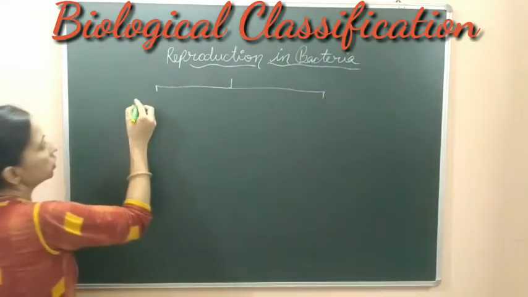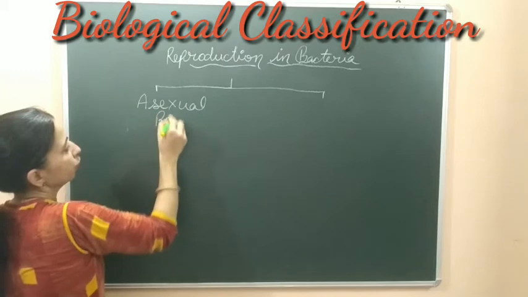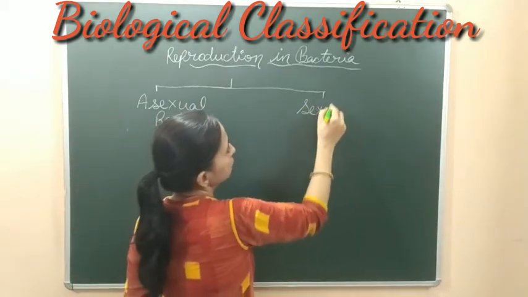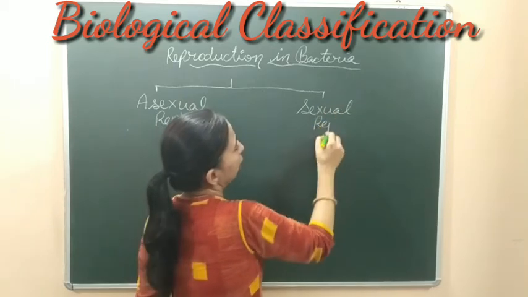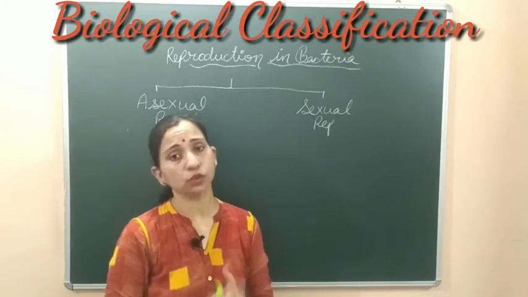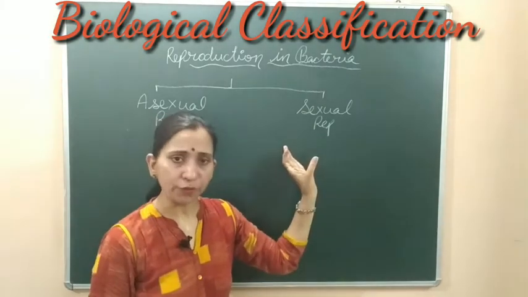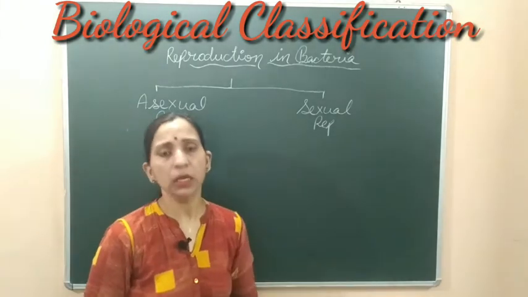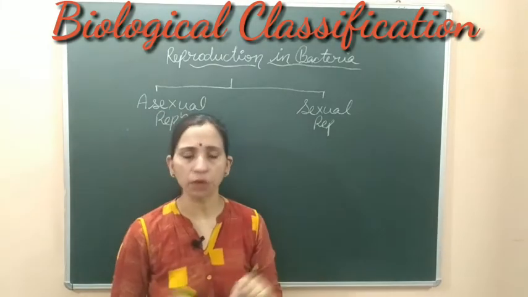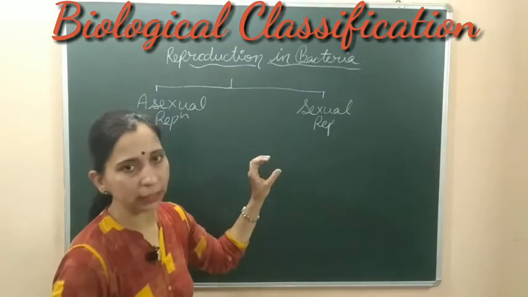The first is asexual reproduction, and the other way by which bacteria can reproduce is sexual reproduction. When we come to sexual reproduction, we find that the actual sexual reproduction is not found in bacteria. They are not forming gametes, and no meiosis takes place. So actual sexual reproduction is not found, but they reproduce somewhat like sexual reproduction. We will talk about it later.